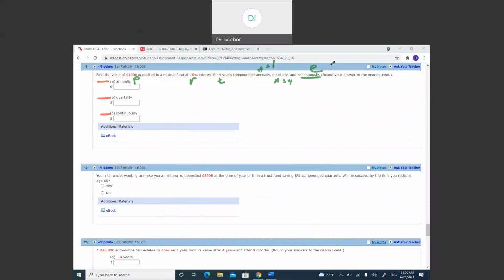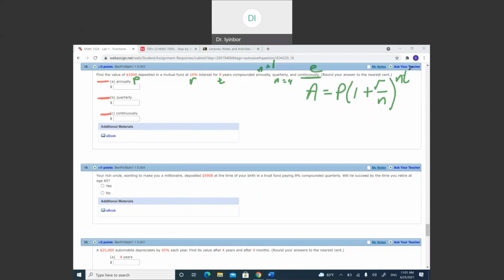So let's start with the first one. So we have the annually, compounded annually. So the formula for A and B is going to be A equals principal, 1 plus the rate in decimal over n, with exponent n times t.